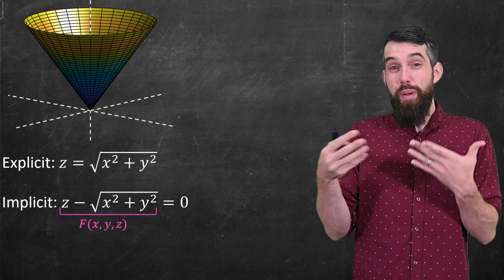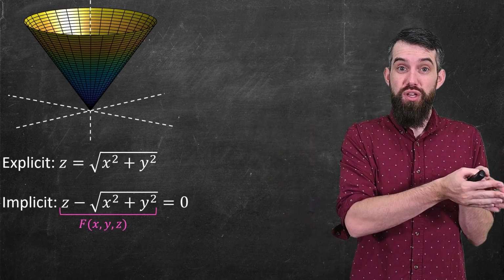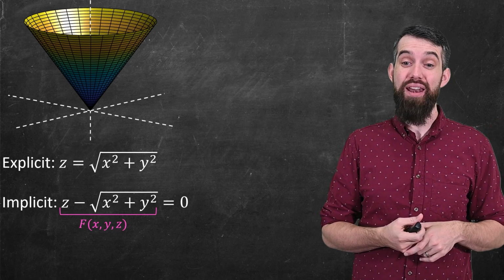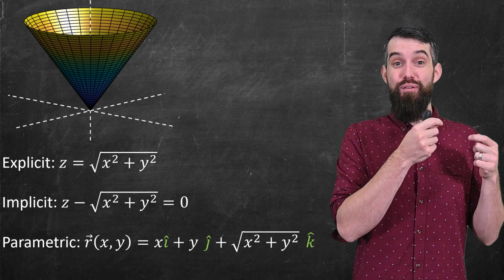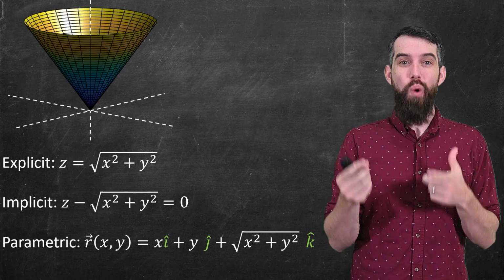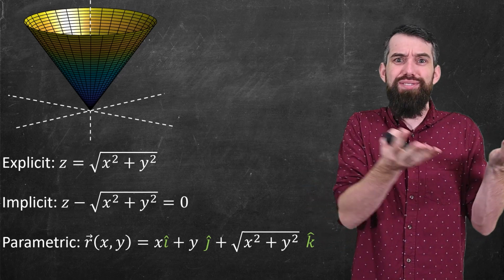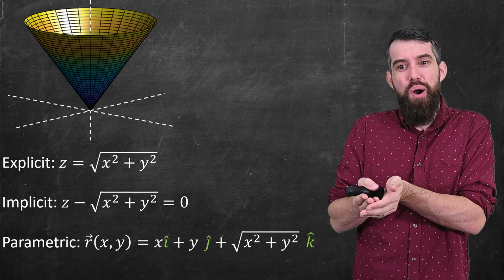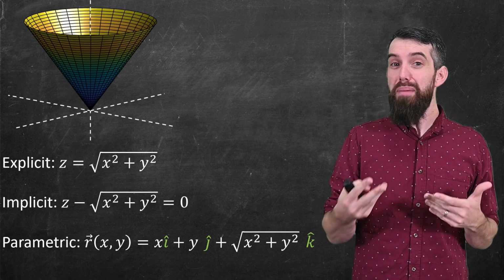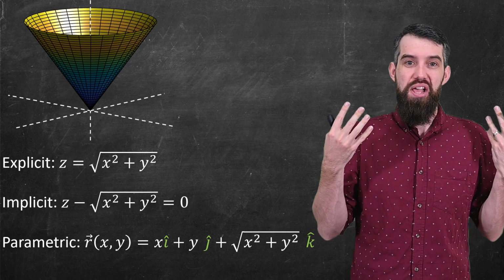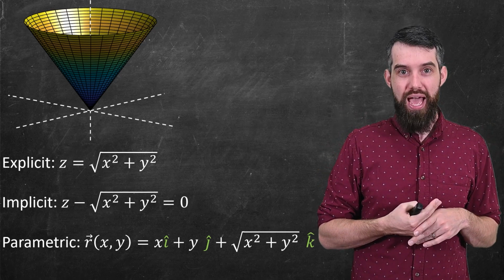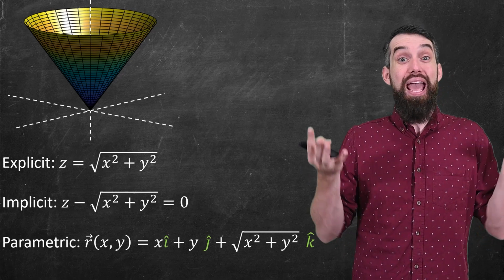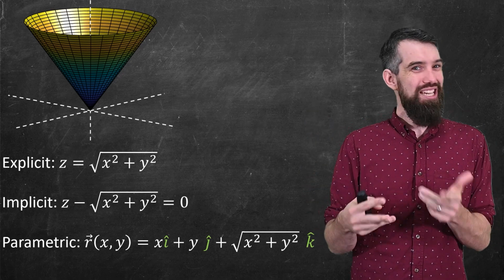So for the parametric form, I need to come up with a choice for u and a choice for v. I have an x and a y already, so what if I just do that? Why don't I set it to be the parameterization of x and y, in which case the x component is just x, the y component is just y, and then the z component, because it's described as square root of x squared plus y squared, I just put in square root of x squared plus y squared k hat.